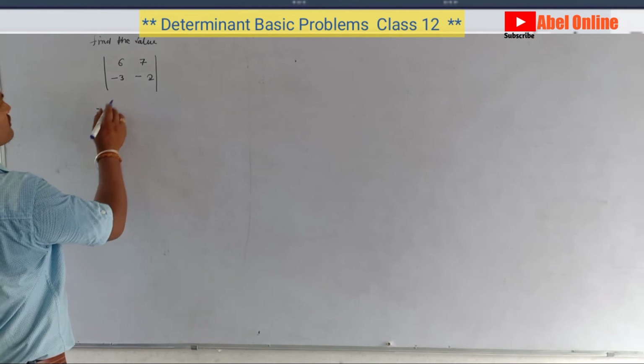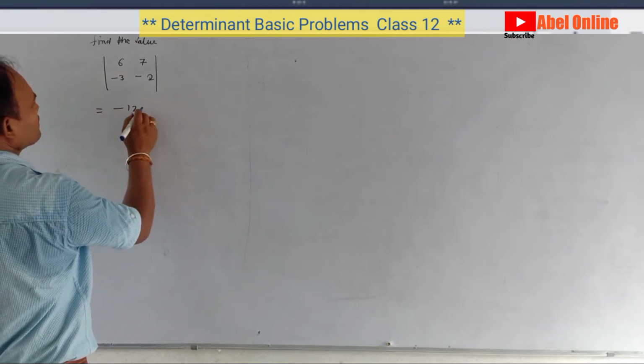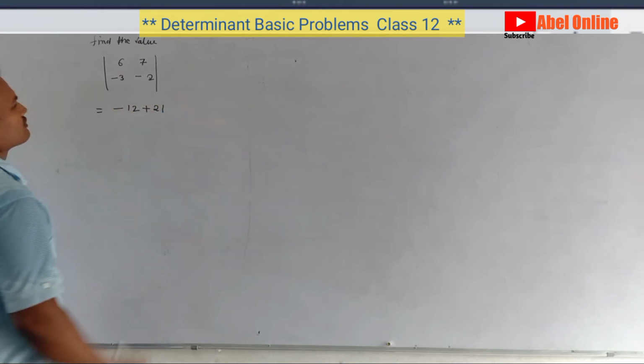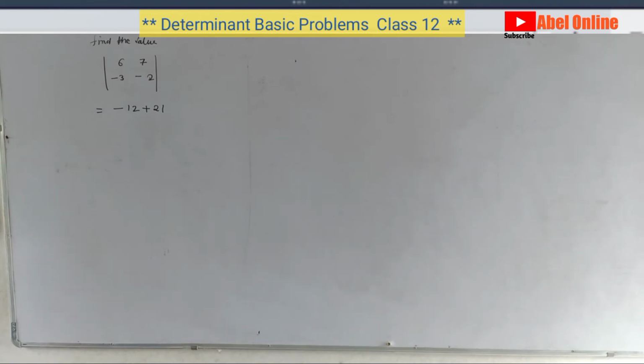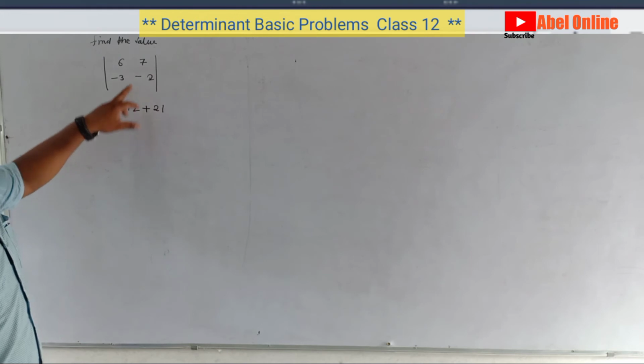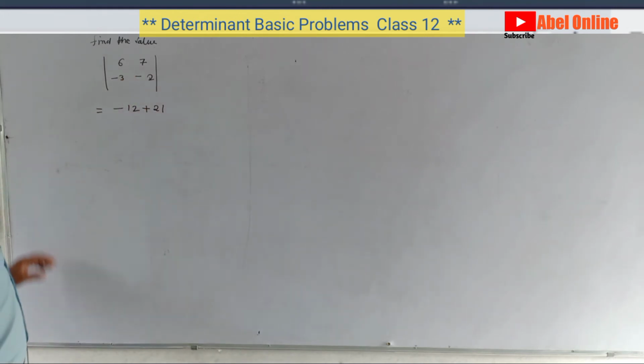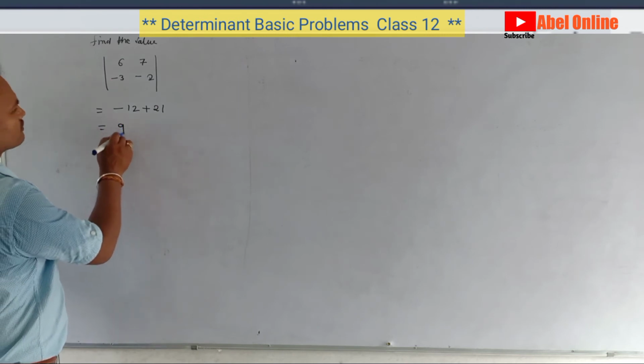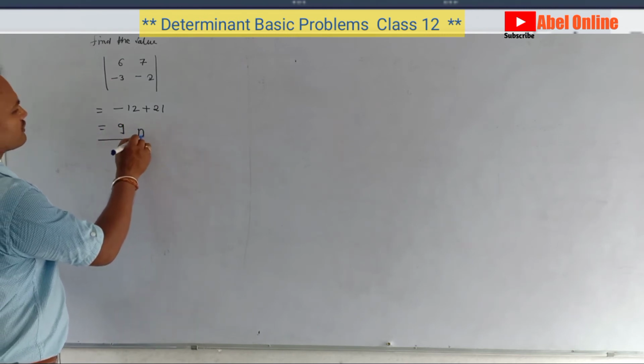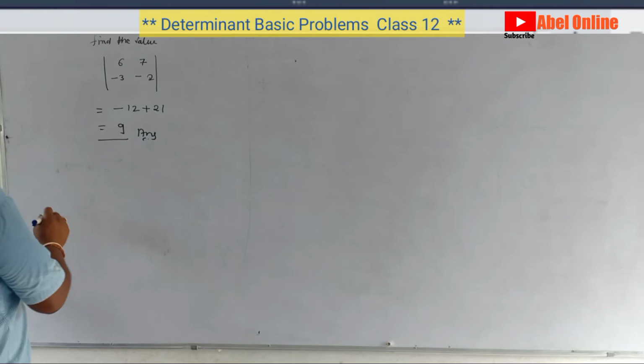It is minus 12 and it is 21. So it is minus 12, and the negative sign is already there, so minus minus is plus, so we can say that it is 21. So it is 9. So your answer is 9. Now the next question.